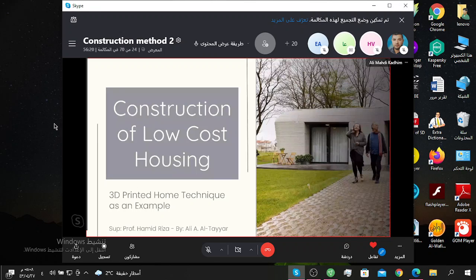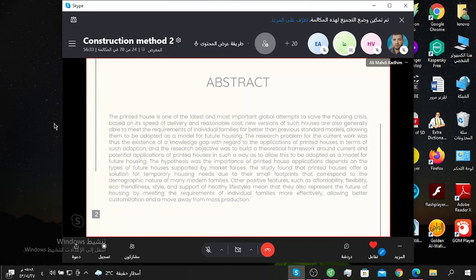Abstract. The printed house is one of the latest and most important global attempts to solve the housing crisis. Based on its speed of delivery and reasonable cost, new versions of such houses are also generally able to meet the requirements of individual families better than previous standard models, allowing them to be adopted as a model for future housing. The research problem for the current work was thus the existence of a knowledge gap with regard to the applications of printed houses in terms of such adoption.